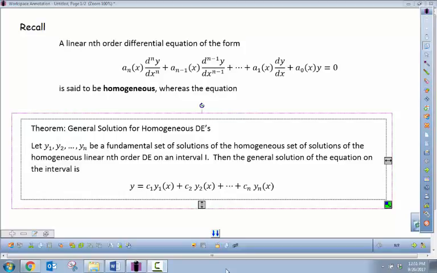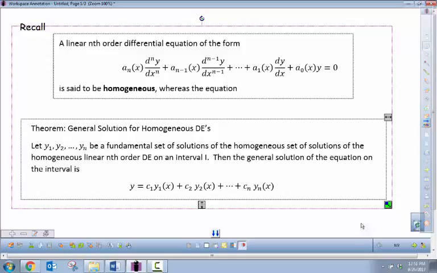Nth order homogeneous differential equation, and then we have y1, y2, all the way up to yn. There's n of them. It matches the order. There are n linearly independent functions that satisfy the differential equation. That's what the fundamental set is. Then your general solution to the differential equation is a linear combination of those linearly independent functions.